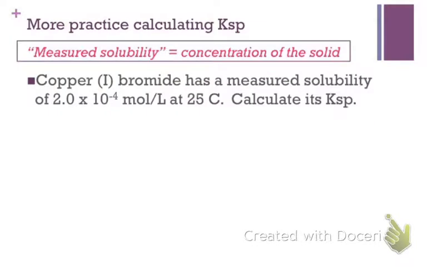Let's try another example, and this time I'm going to give you a little time to try and solve it before I give away the answer. A little hint: when you see this measured solubility phrase, that is a fancy way of saying the concentration of the solid. So copper 1 bromide has a measured solubility of 2.0 times 10 to the negative 4th moles per liter at 25 degrees Celsius. Calculate its Ksp. All right, give that a try.